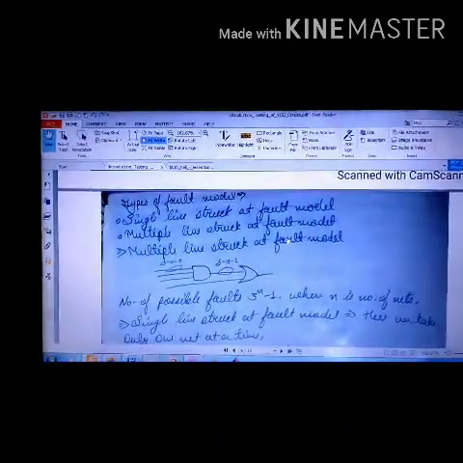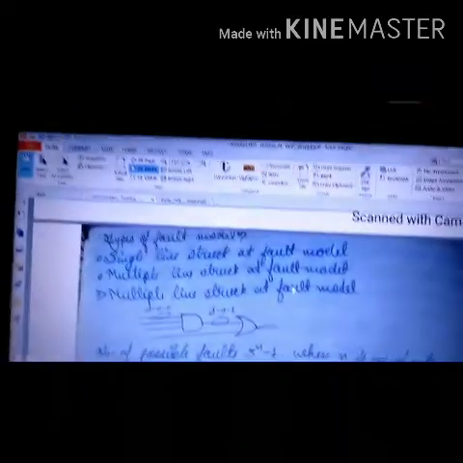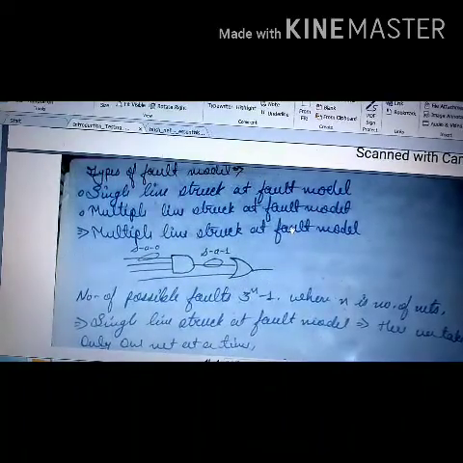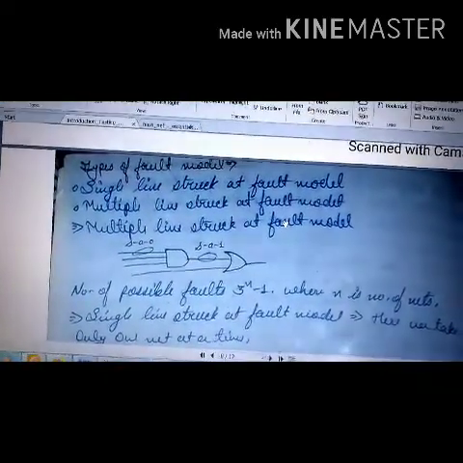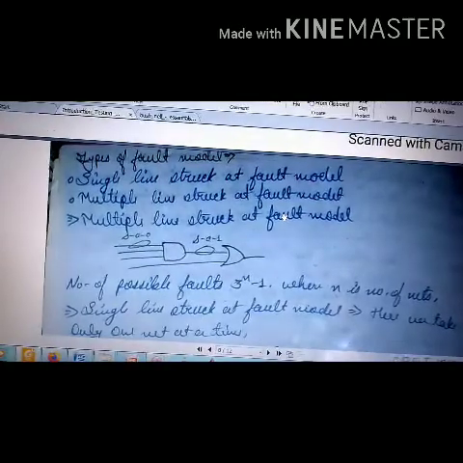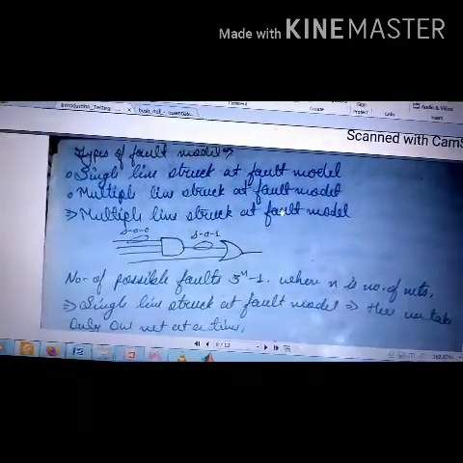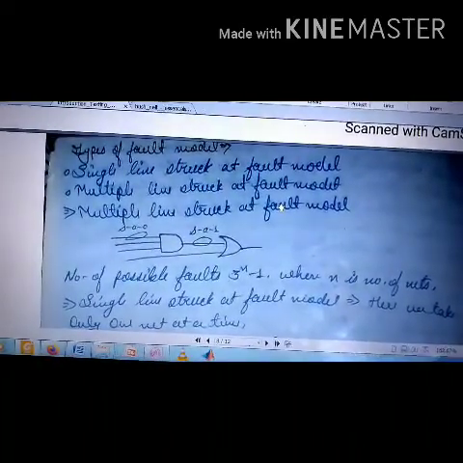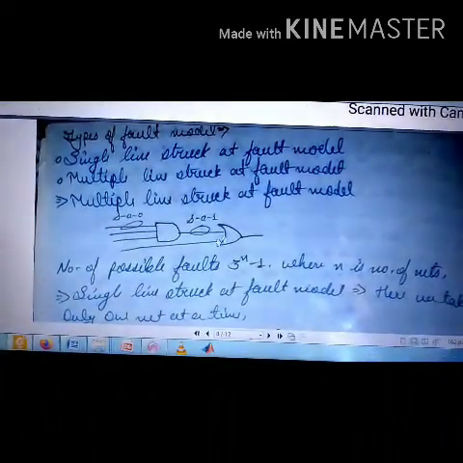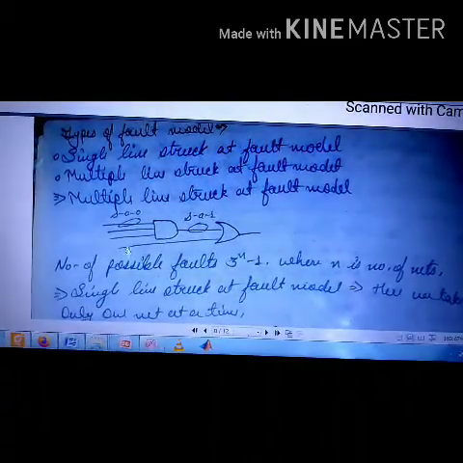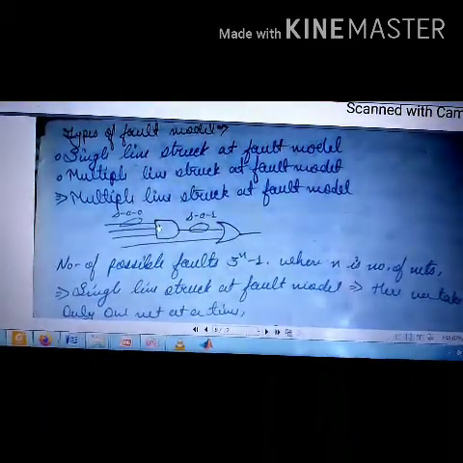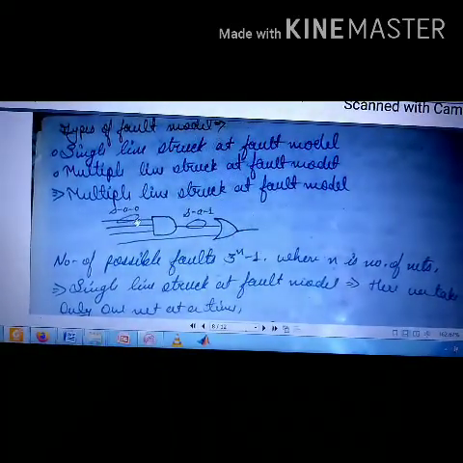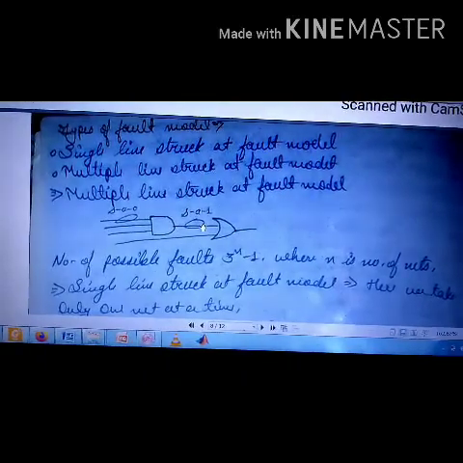Now, types of fault models. There are basically two types of fault models: single line stuck at fault model and multiple line stuck at fault model. Normally, the single line stuck at fault model is most utilized. Let us look in brief at these fault models. Multiple line stuck at fault model. This is a representation of the multiple line stuck at fault model where we have a 3 input AND gate and a 2 input OR gate, and this line is stuck at 0, this line is stuck at 1.